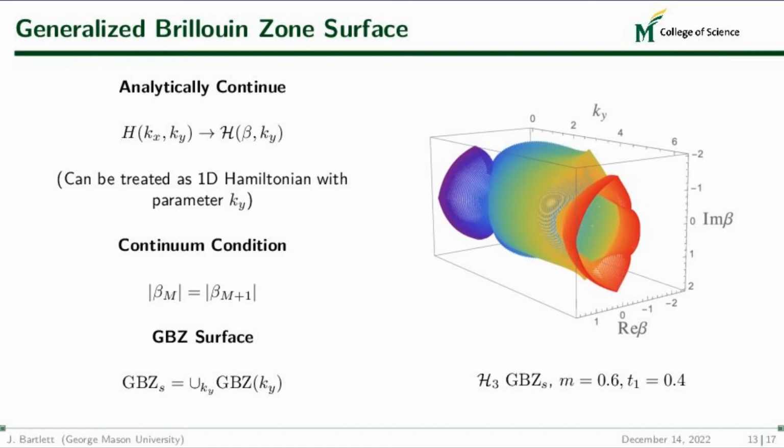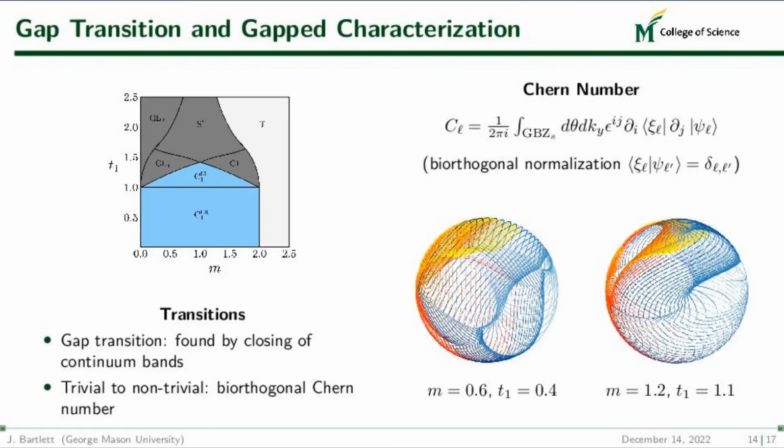But now that we have the GBZ, we can use this surface, input it back into H beta, and completely characterize the topological phase diagram, find all the different topological phases, and produce that diagram for the slab geometry. We first do this for the gapped regions, so this blue region here and the light gray region.